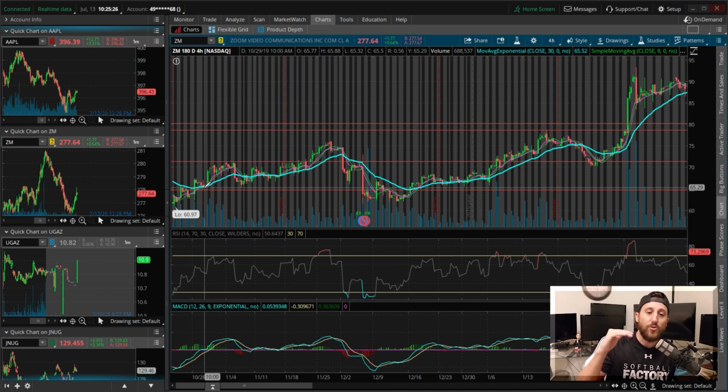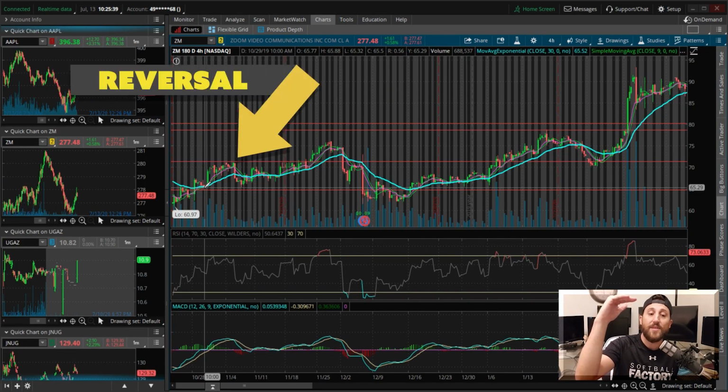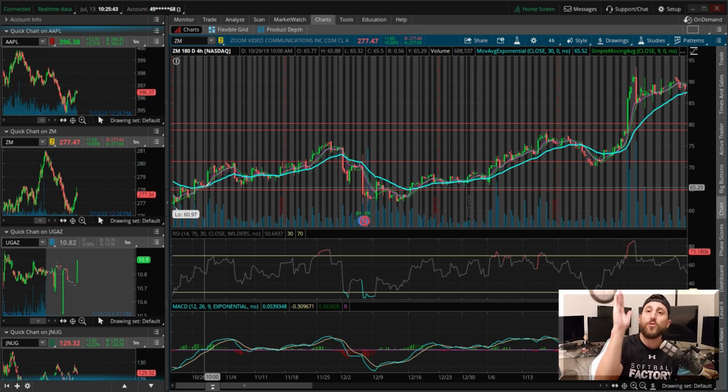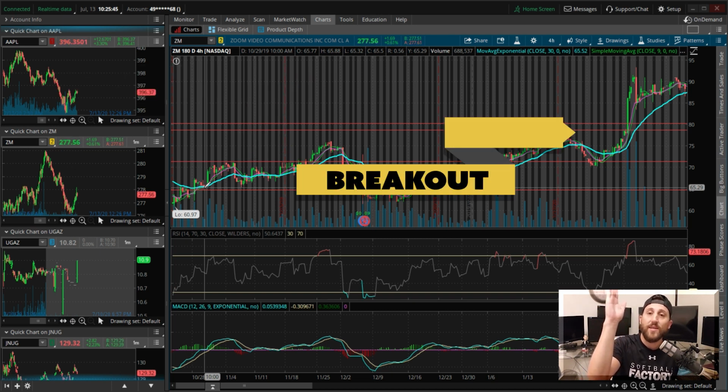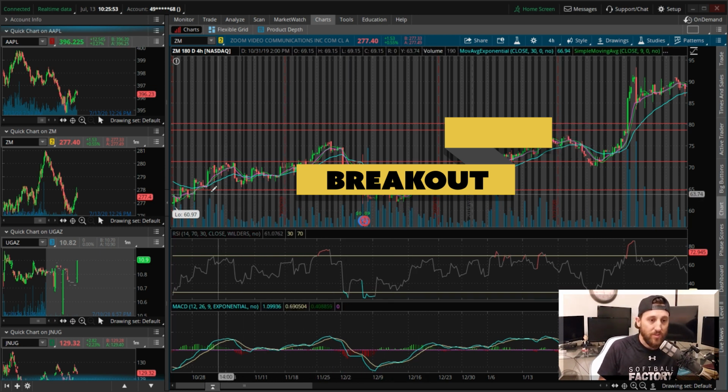Is it going to reverse at the resistance line and be a reversal, or is it going to break through the resistance line, which is a breakout, and now that resistance line becomes a support? So let's see some examples here just from Zoom.